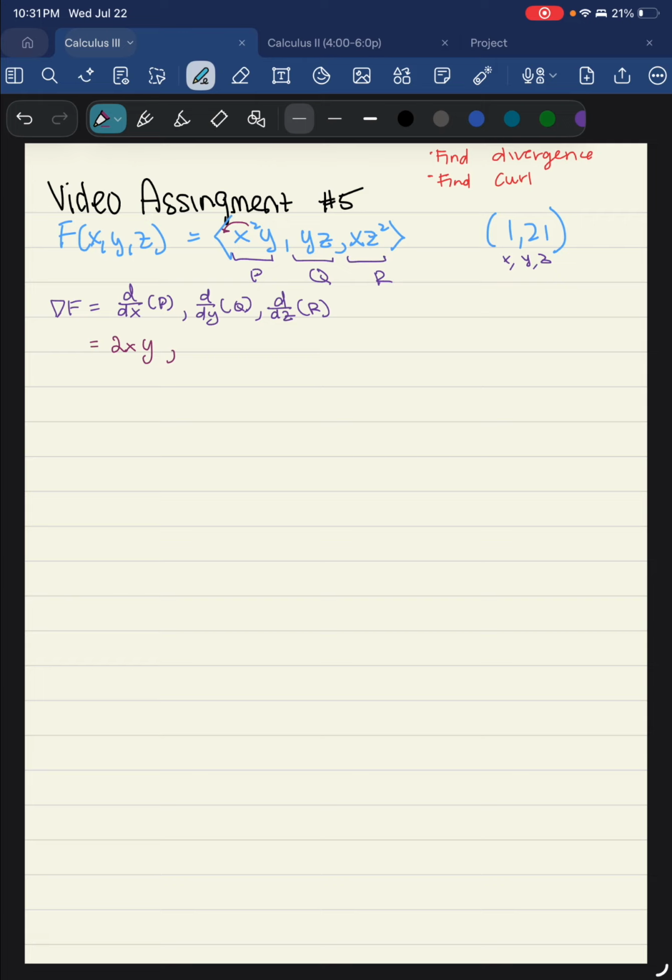Derivative of q with respect to y: there is a y variable. They're together, so you would just drop the y and leave our constant, which is z. Then we do the derivative of r with respect to z. There is a z, so same thing. Our z is a variable, so we bring down the power to z, and then our x does stay. So I'll put 2zx. Okay.